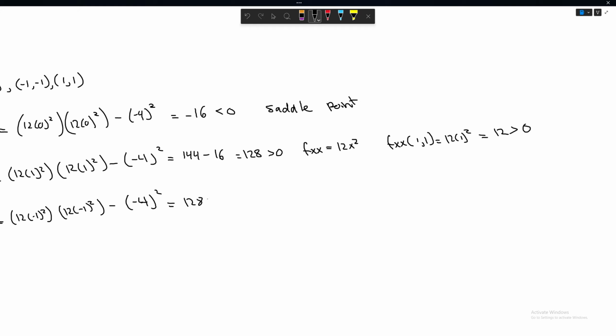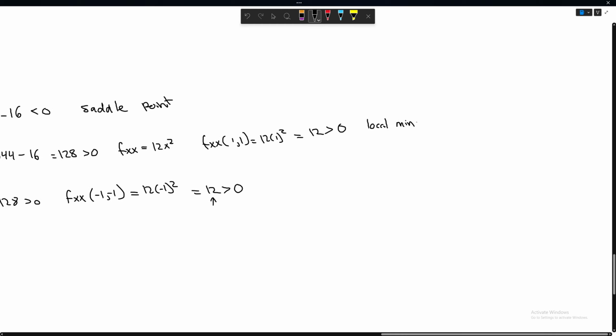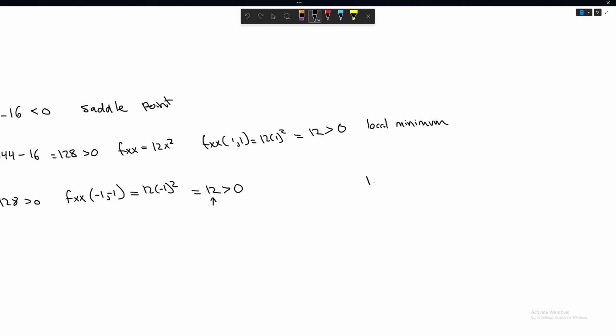Part 2. Here, this is bigger than 0. We're going to look at my fxx at -1 and -1, which equals 12, -1 squared, which equals 12, right? And this is bigger than 0. Remember we said if this number is bigger than 0, it's the opposite. It's not max, it's min. So, this would be 12 bigger than 0, local minimum. It's opposite. So if it's bigger than 0, it's min. If it's less than 0, it's max. Minimum. And this one is also a local min.